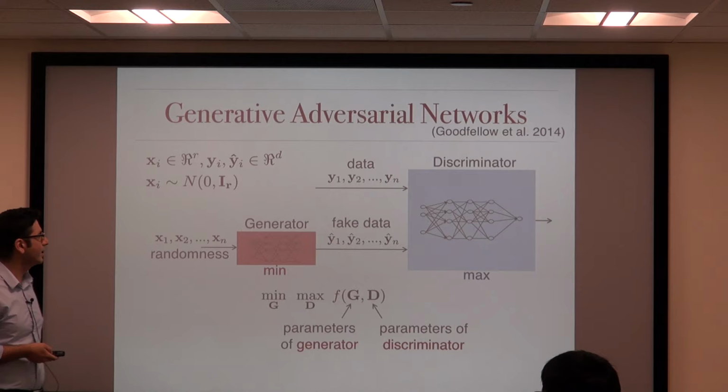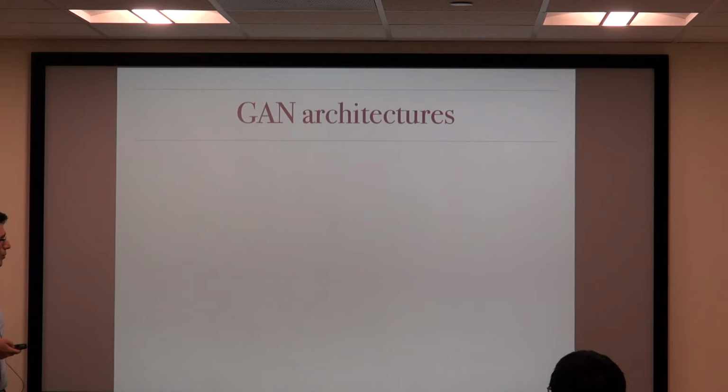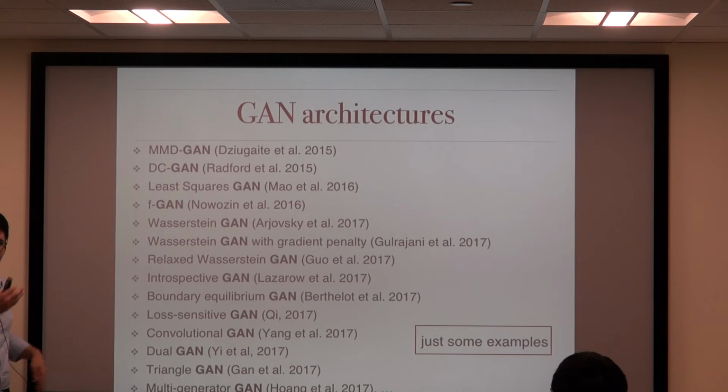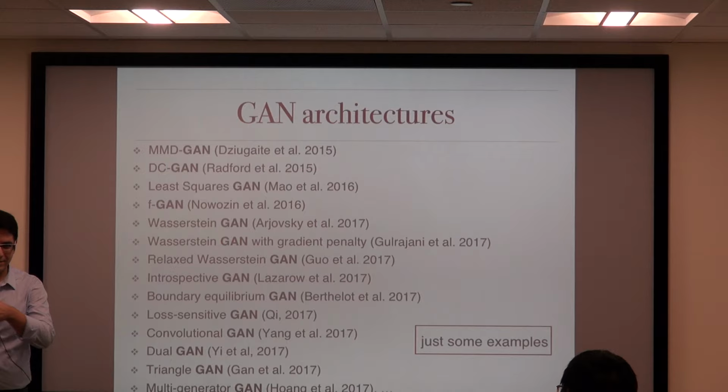If you look at the literature in the last two, three years, literally there are zillions of different GAN architectures and formulations. And these are some examples. It shows that people are very excited about this problem, but also we don't quite agree on a set of good architectures for this model. So I'm going to talk about why these differences among different architectures come into the picture.